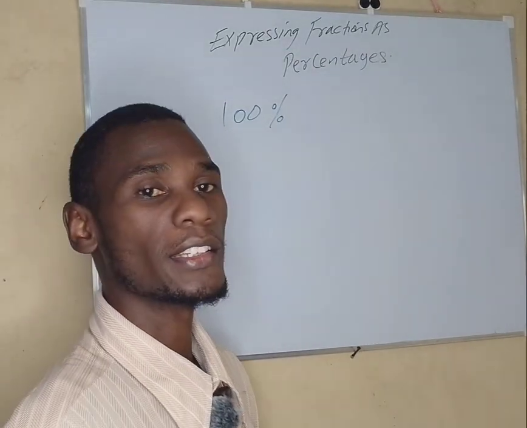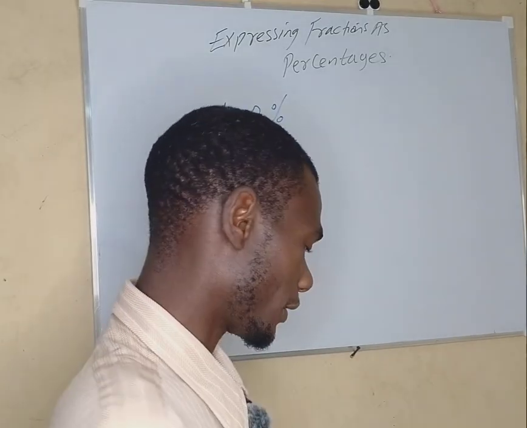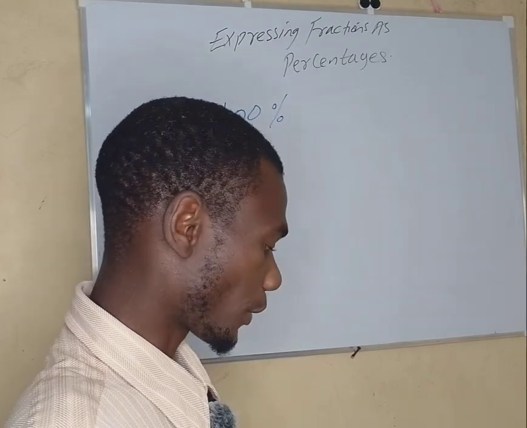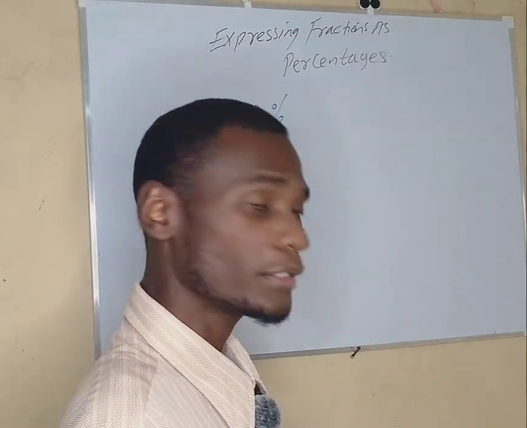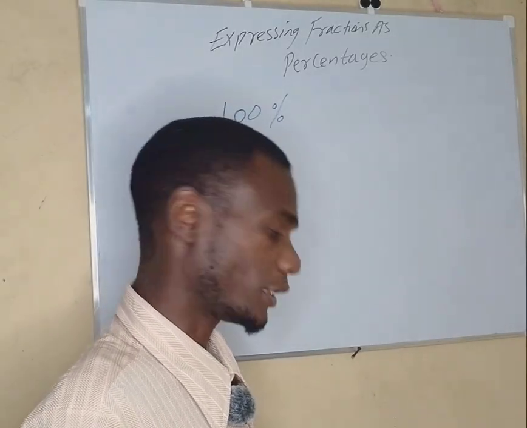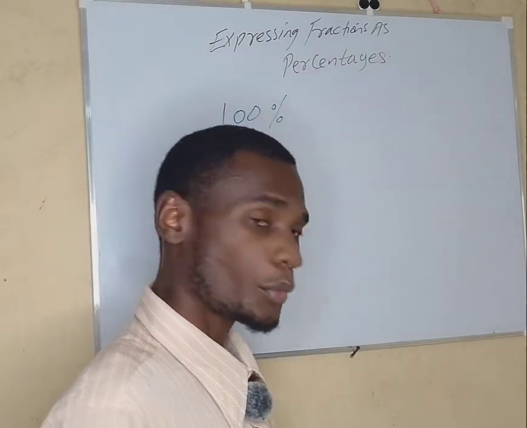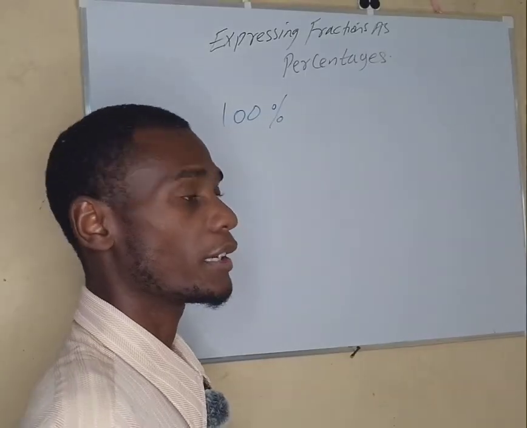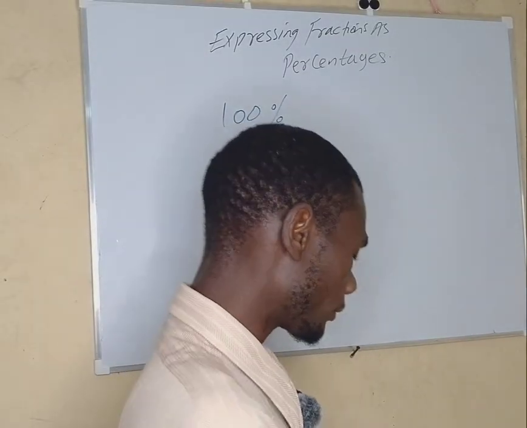So when you get 100 over 100, that means you have gotten everything. That's why sometimes when assessments are converted into percentage, you are given a certain percentage out of 100. So whatever is being converted or expressed as a percentage is expressed out of 100.